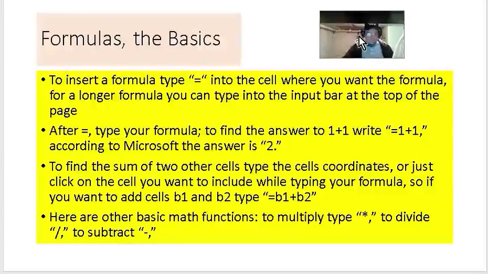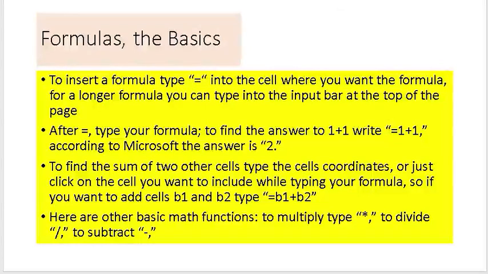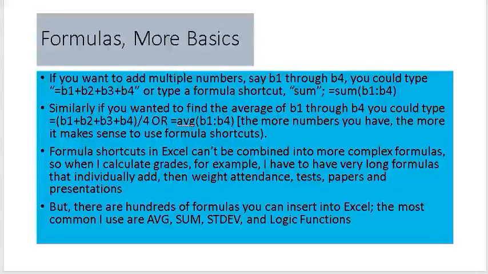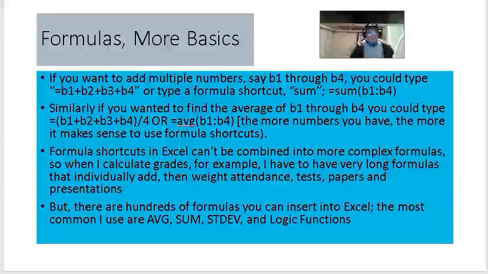Okay, so that's the real basics of formulas. There is a lot more that you can do with formulas, though. So we'll keep it basic. If you want to add a whole bunch of cells, you could type out equals B1 plus B2 plus B3 plus B4, or you can use a formula shortcut, which is sum. Equal sum B1 colon B4. That's everything through. So this includes B1, B2, B3, B4.